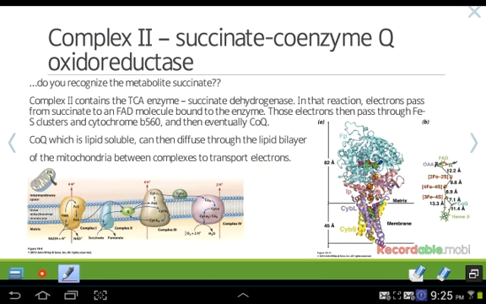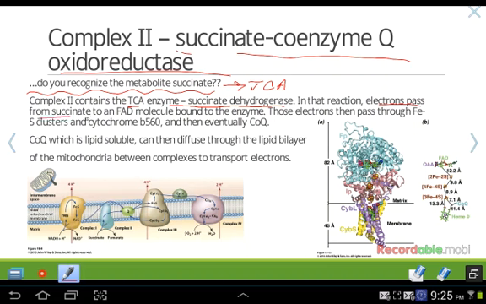Complex 2 is succinate coenzyme Q oxidoreductase. Do you recognize the metabolite succinate? Hopefully you do from the citric acid cycle. Complex 2 contains the TCA enzyme succinate dehydrogenase. It's actually covalently bound. In that reaction, electrons pass from succinate to a covalently bound FAD in order to make FADH2. Those electrons then pass through iron-sulfur clusters and cytochrome b560, and then eventually to CoQ.